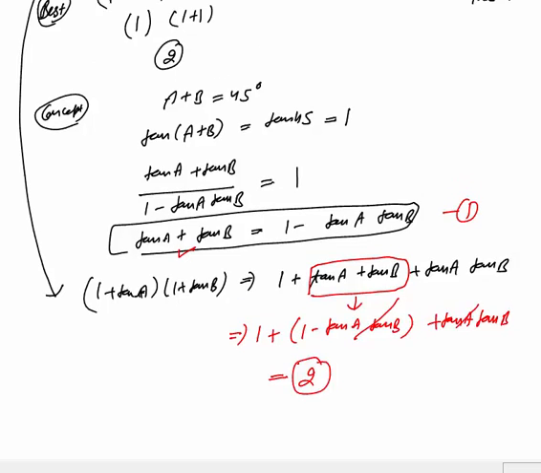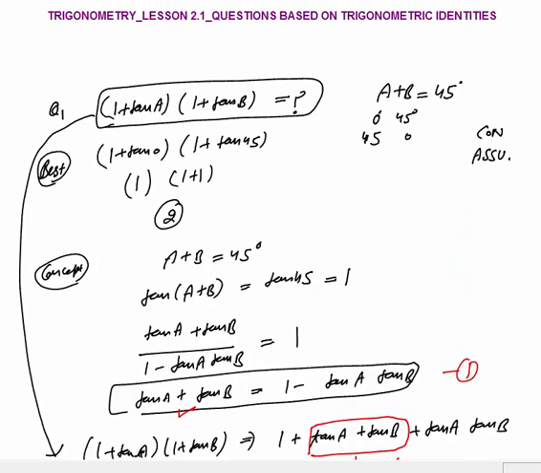The best method to solve this question in 10 seconds was to assume A as 0 and B as 45. So tan 45 is 1. 1 plus 1, 2, into 1. 2 is your final answer. So the main objective is that you have to solve the question in the least possible time. And you can use various methods. You can use concept, you can use your logic, you can use assumption.